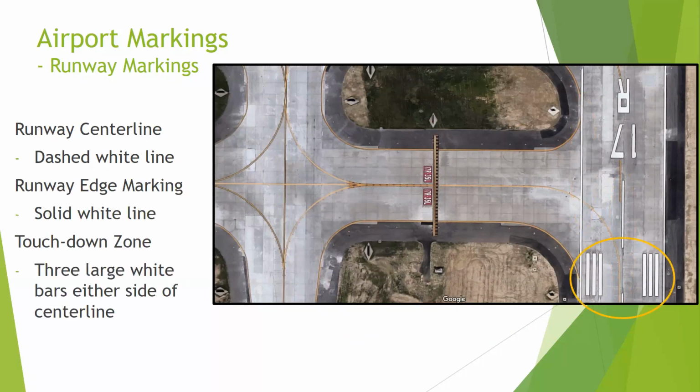Okay. The touchdown zone is 3 large white dashes either side of the center line. And that's kind of what the planes on approach are targeting for, although they typically don't hit right in that area. They're usually a little bit past it. But they're using that as a sight line.